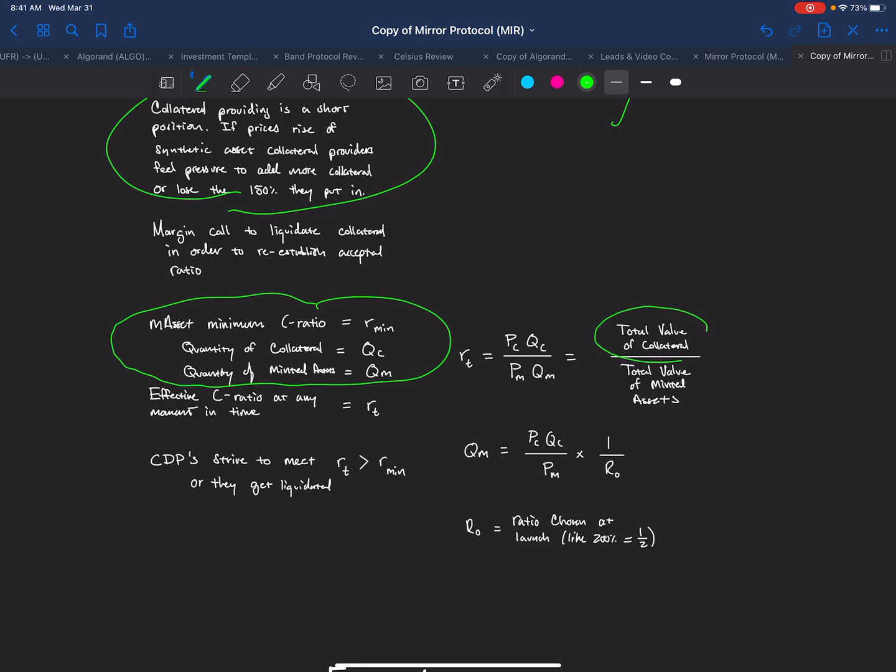The total value of collateral divided by the total value of minted assets gives you your rate at any moment. So this is the current value, and this is the collateral that you put in, right? Whatever the market rate is, and this ratio at our current time in space, the current ratio as it currently stands based on how these things are trading. So this is what you mint, this is what you put up.